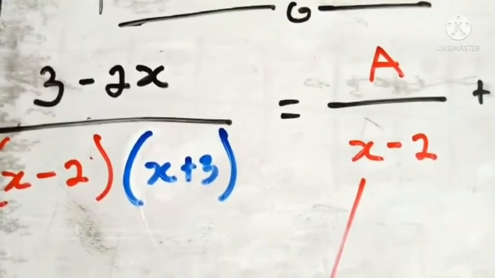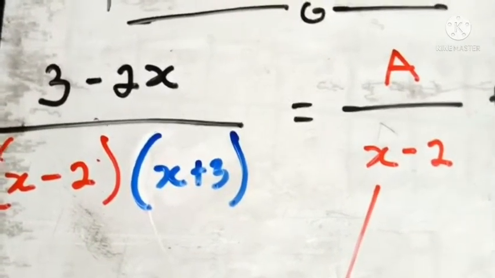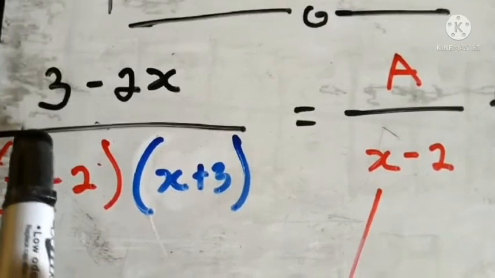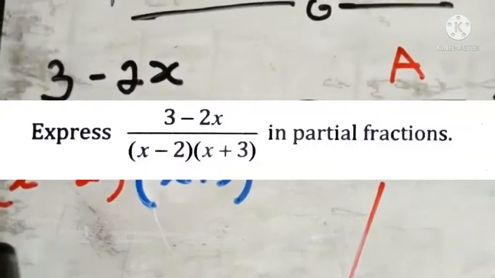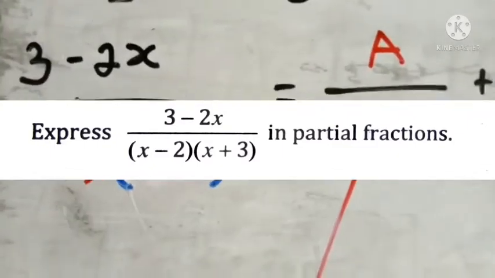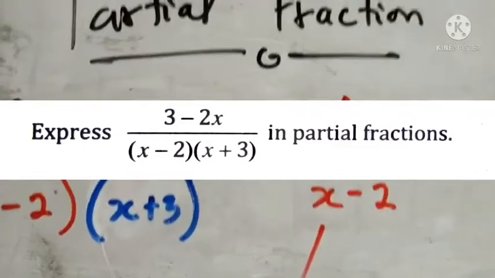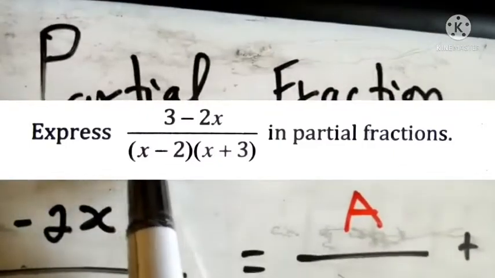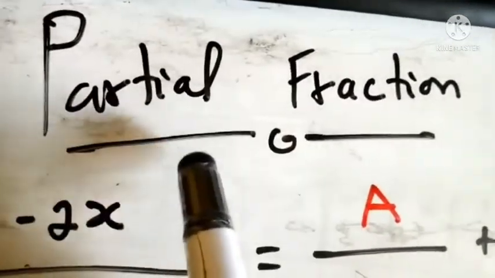Let's look at this question and see how to solve it. We have 3 minus 2x divided by (x minus 2)(x plus 3). They say you should express this in partial fraction form. The word partial here means part of something, right? We are taking part of certain things.